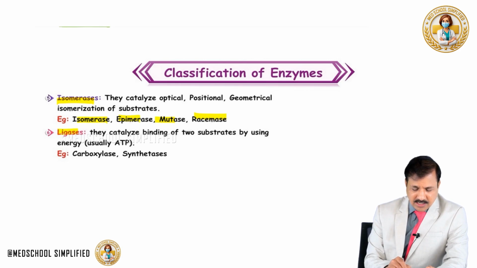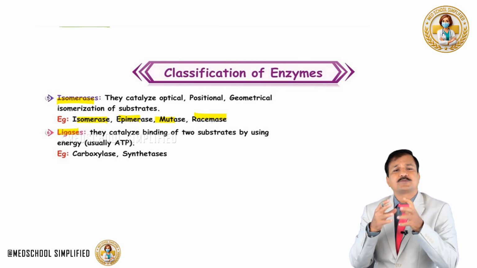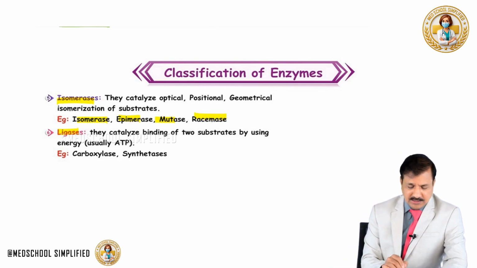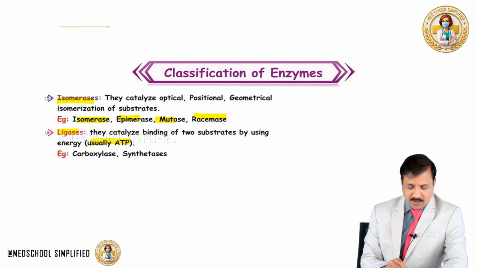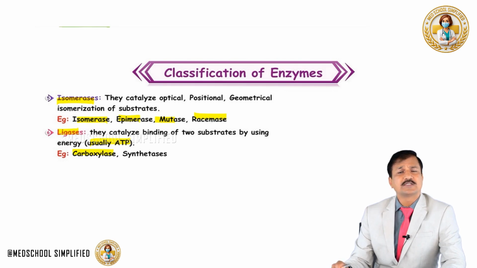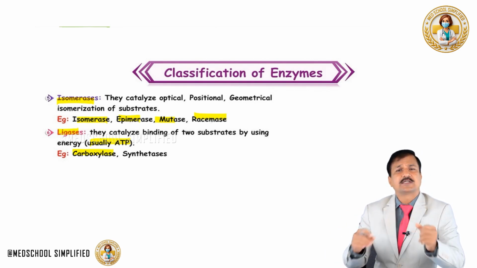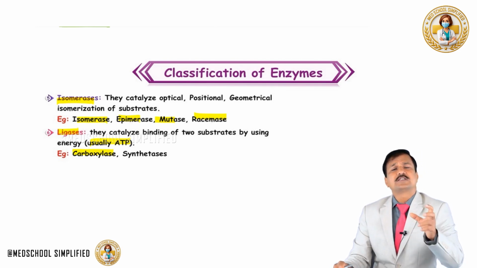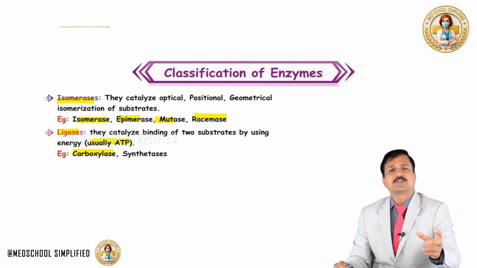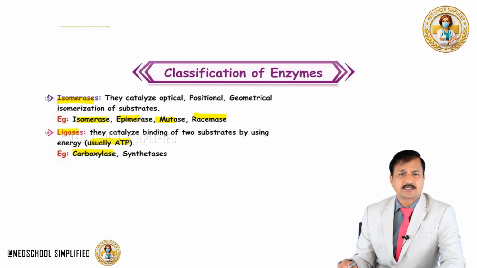Then ligases, our last class of enzymes, is ligases. They catalyze binding of two substrates by using energy, and usually that energy is ATP. Examples for ligases, we have carboxylases. Example, pyruvate carboxylase, conversion of pyruvate into oxaloacetate, where carbon dioxide is added to pyruvate to make oxaloacetate. Or acetyl-CoA carboxylase, conversion of 2-carbon acetyl-CoA into 3-carbon malonyl-CoA by adding carbon dioxide.